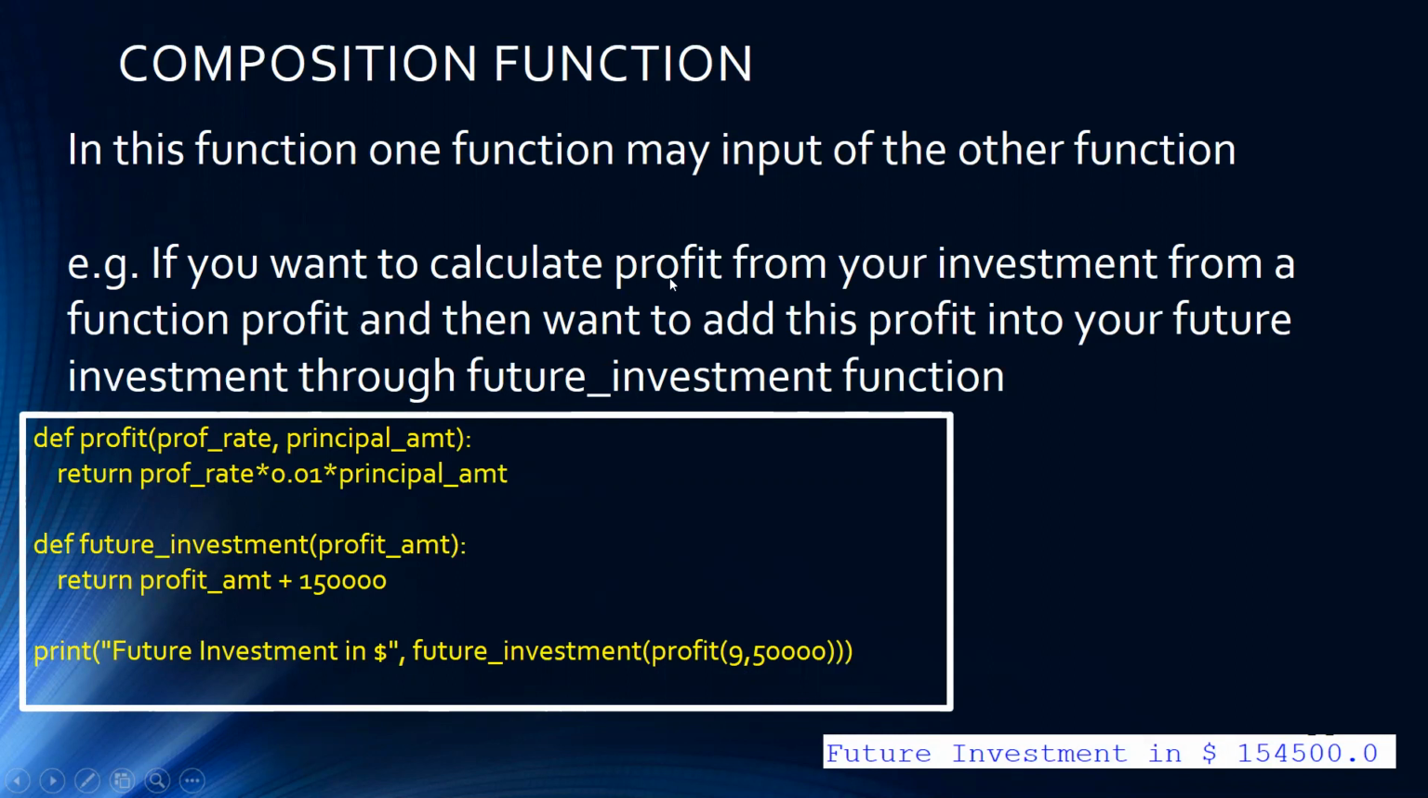if you want to calculate profit from your investment, that you have invested some money and you want to calculate the profit from a function profit, and then want to add this profit into your future investment through the future investment function. Okay, so here you see that this is one function, and that function name is profit. To this function, we have two parameters, that is profit rate and principal amount. Okay, so this function will return the profit.